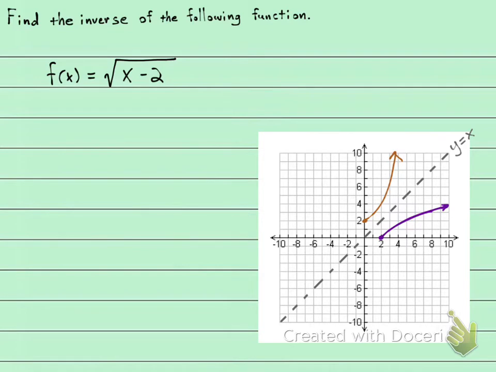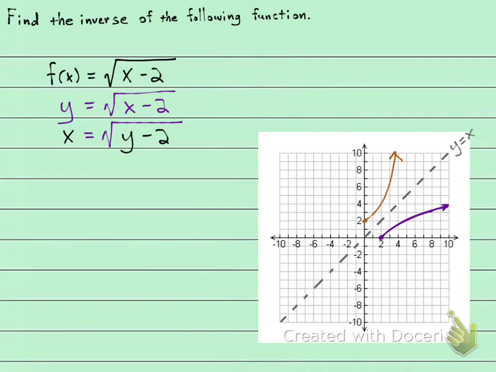So finding the inverse. This is the f of x, we call that y. y equals the square root of x minus 2. Now, to find the inverse, we're going to switch the x and the y. So I'm going to rewrite my equation, and it's going to be x equals the square root of y minus 2. Now once we solve for y, we will have our inverse function.